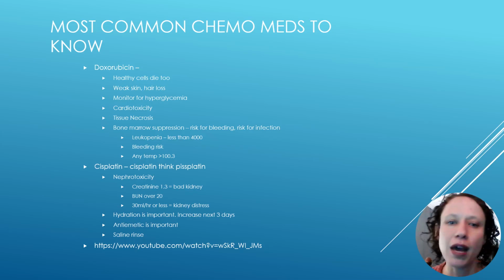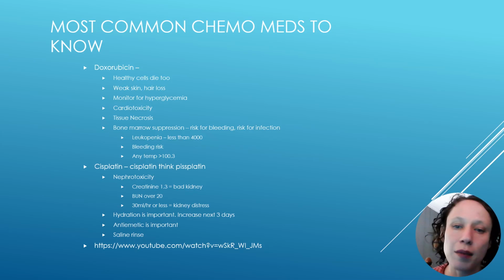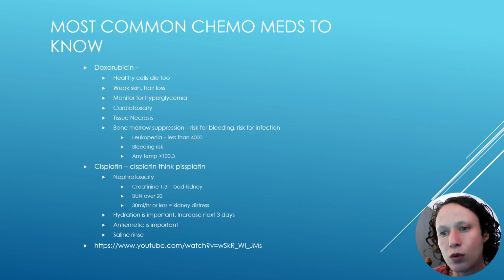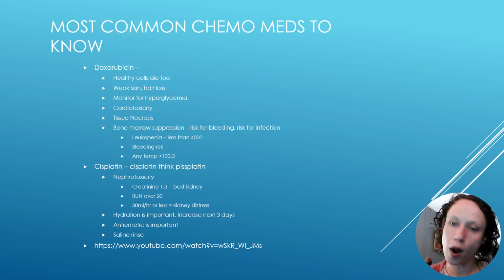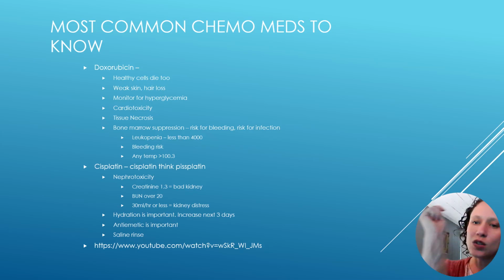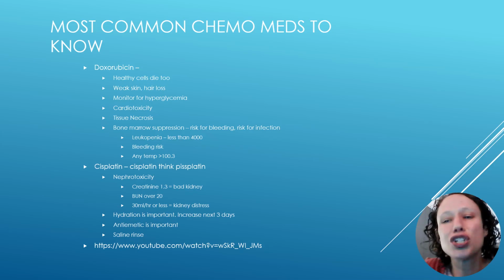Hydration is really, really important over the next 3 days. And an antiemetic is important for almost all chemo meds. We want to give them an antiemetic before we give them the chemo med. If we're giving chemo meds through an IV line, we want to check for blood return from that IV line before we'd ever give them chemo meds. Why? Because absolutely we never want it to infiltrate into their skin because it is going to destroy their skin. Tissue necrosis means it could destroy their skin.